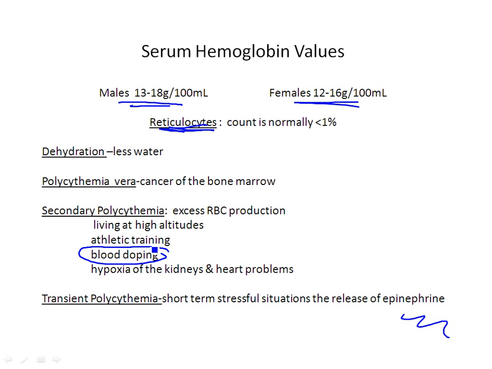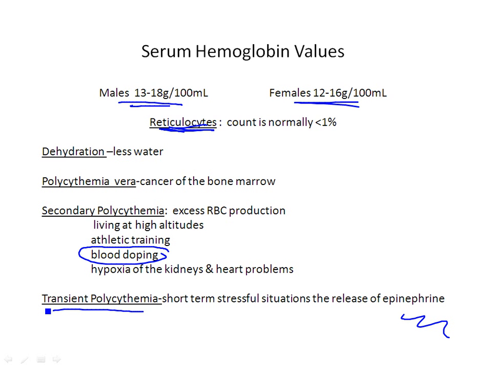Okay. One more thing you can have is transient polycythemia. This is when you're in a short-term stressful situation and you get a big adrenaline rush. Well, adrenaline is nothing more than epinephrine. Epinephrine is going to cause your spleen to actually contract. So you're going to get this short-term contraction of the spleen.